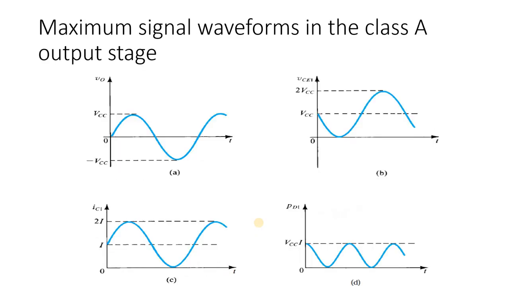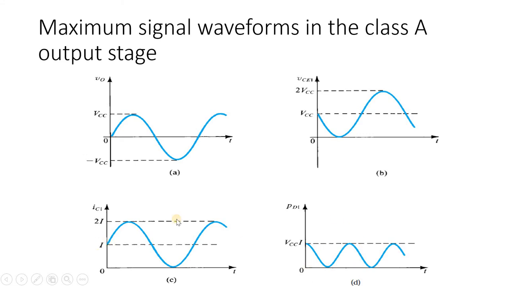Next are the signal waveforms in class A. This is the output waveform, the entire full cycle, with two conditions in the negative half. Then this is the collector emitter voltage, and this is the collector current. Next is the power dissipation, VCC into I. If you multiply these two, you get this particular waveform.